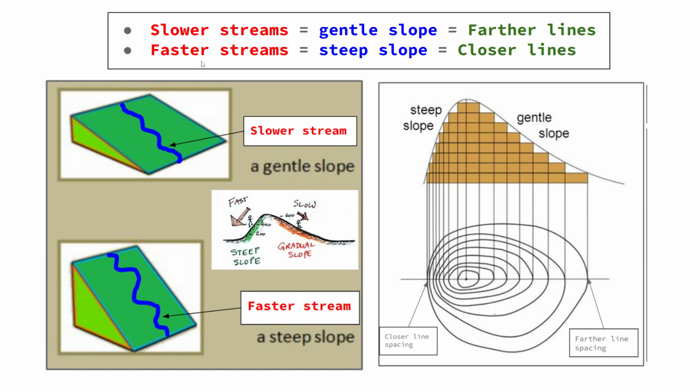So in the same way, faster streams would be found in a steeper slope area, and steeper slope areas are represented with closer isolines. So in an area with closer isolines, a river would flow faster. In an area with farther isolines, a river would flow slower.